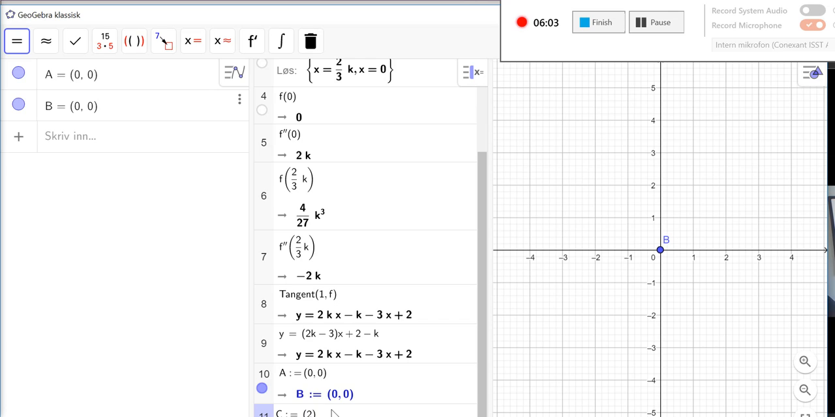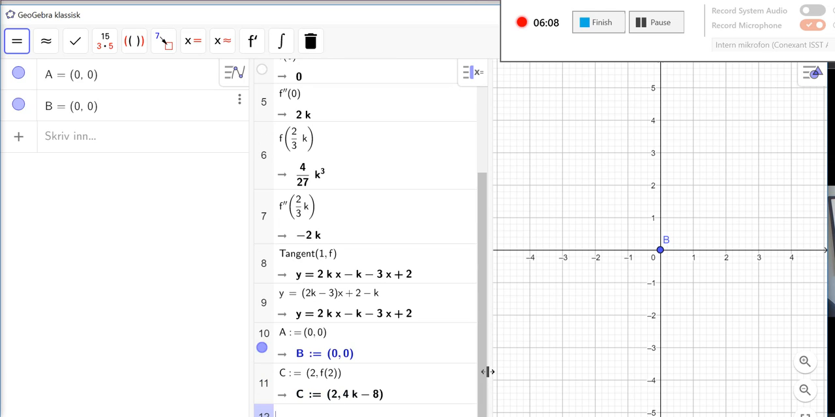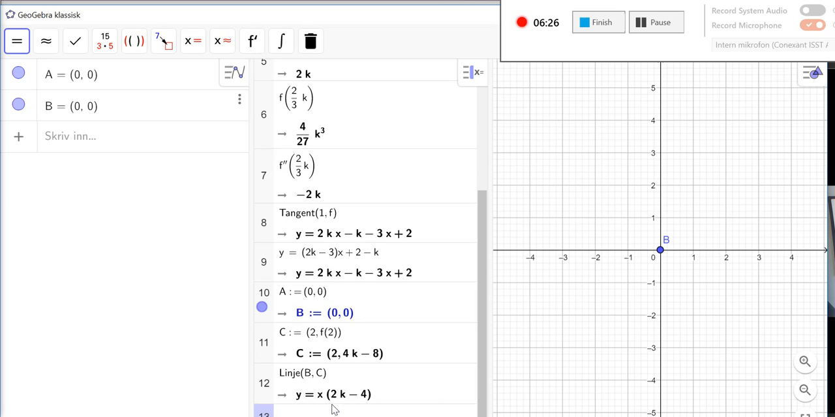Then I make a point c. That is when x is 2. And I have to find a y coordinate. And I can then just write f of 2. So I write (2, f(2)). So here is point c. And then I can make a line, use the command line between b and c, and I get this function here. And here we should see that the slope is 2k minus 4 times x. The constant term is 0, but the slope here is 2k minus 4.